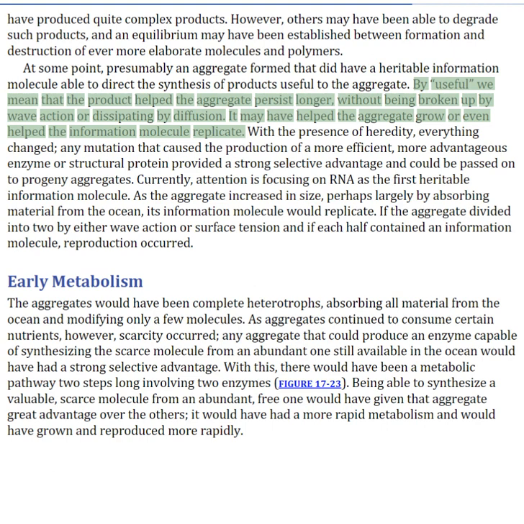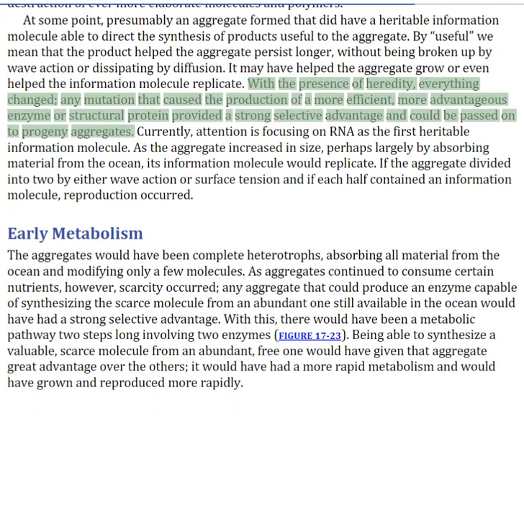aggregate persist longer, without being broken up by wave action or dissipating by diffusion. It may have helped the aggregate grow or even helped the information molecule replicate. With the presence of heredity, everything changed. Any mutation that caused the production of a more efficient, more advantageous enzyme or structural protein provided a strong selective advantage and could be passed on to progeny aggregates.